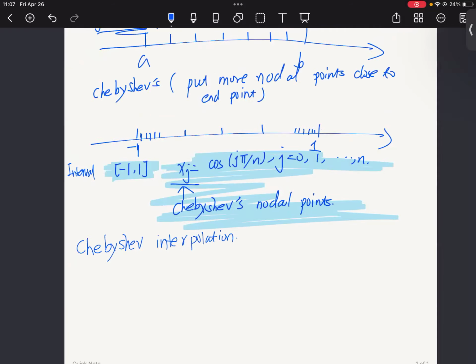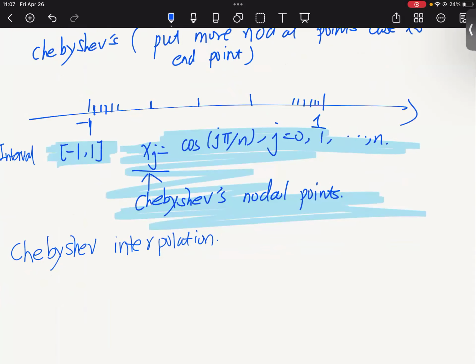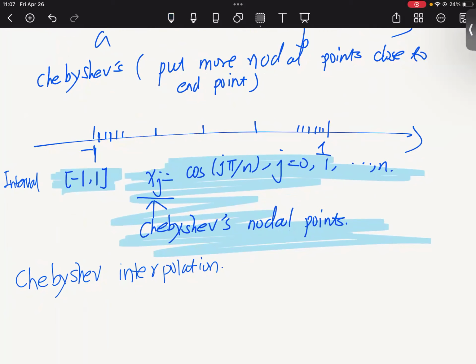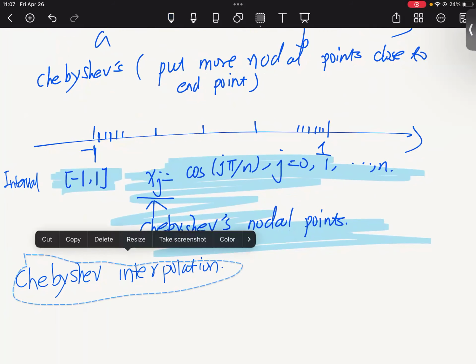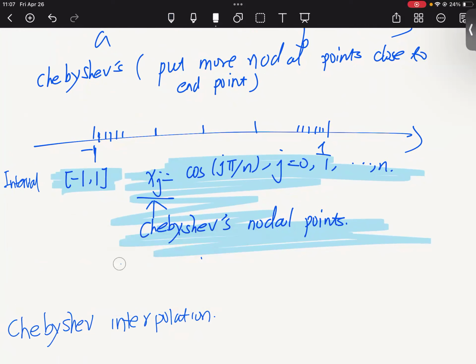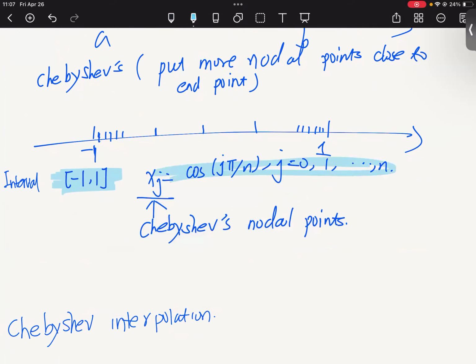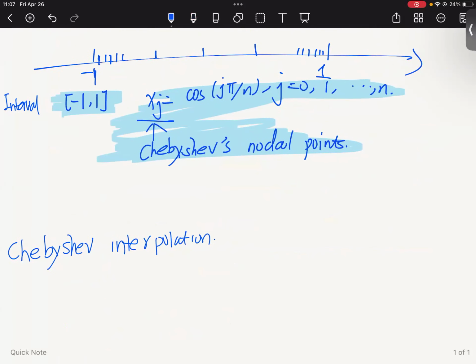So the goal of today's class is, first, we are going to take one simple example and approximate the integral from -1 to 1 of f(x) dx. That is the integration on this simple interval. And later on, we would generalize this integration to a more general case.